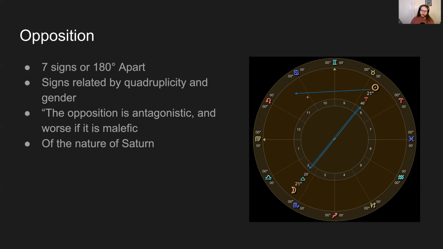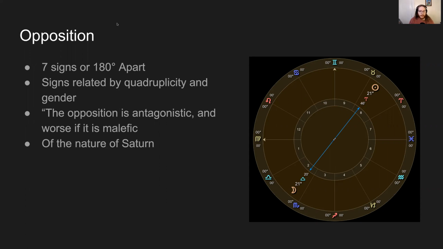And so they have a little bit less in common, whereas Aries and Libra are both cardinal signs, but they're both also masculine signs, which is interesting to think about. It's like the things that enemies often have in common, that can perhaps be signified by the opposition. So Porphyry says that the opposition is antagonistic and worse if it is malefic.